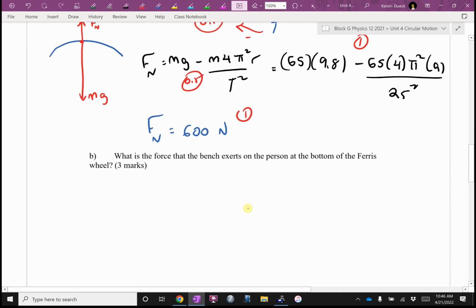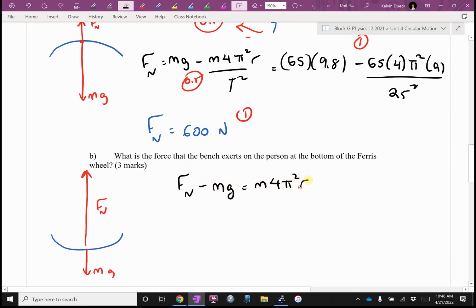What's the force the bench exerts at the bottom? I'll do a quick sketch. There's the bottom. What are the forces acting on it? Get the obvious one. I have gravity and normal force. Why did I draw the normal force bigger? What path are we tracing out? A circle. Where is the bigger force pointing? Toward the center. So here it's going to be normal force minus mg equals m 4 pi squared r over T squared. Zach, maybe this is the one you were looking at. How would I get the normal force by itself this time?